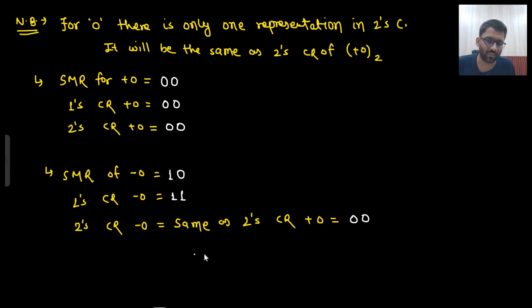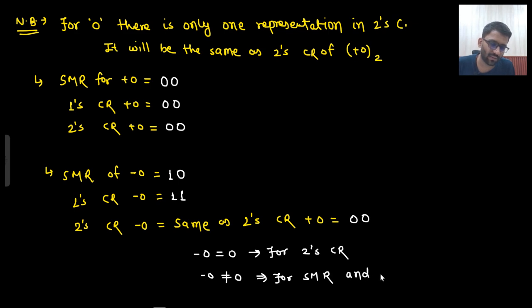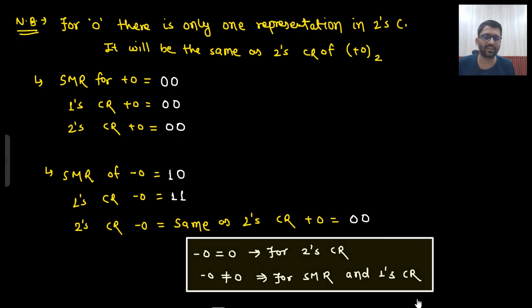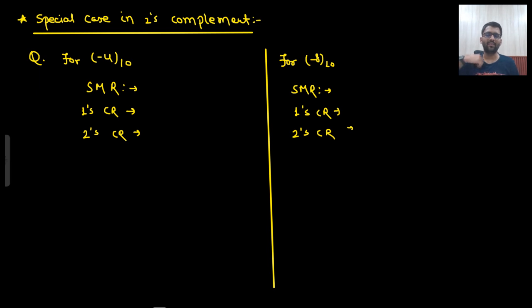So minus 0 is equal to 0 for 2's complement representation, but for 1's complement representation it is certainly not 0. For SMR and 1's complement representation, it is certainly not equal, right? This we have already seen. So this is the point that we need to remember. Okay, let's see one more interesting thing.